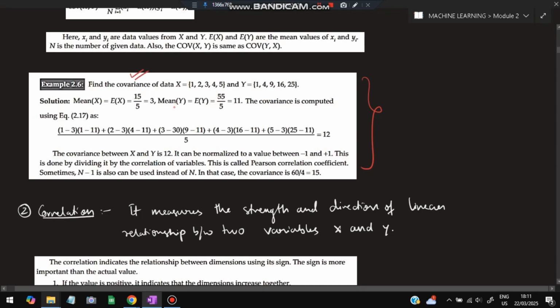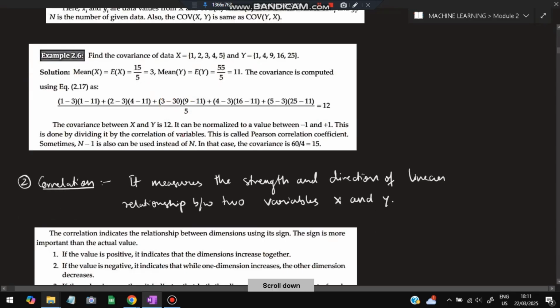It is just for teaching you how it works. It is not from the exam point of view. In the exam, these questions won't be asked. What will be asked are the theory questions, and this is just for explanation purposes. You don't need to memorize or practice this. Just understand that x is given, y is given, the mean is calculated and the covariance is calculated here.